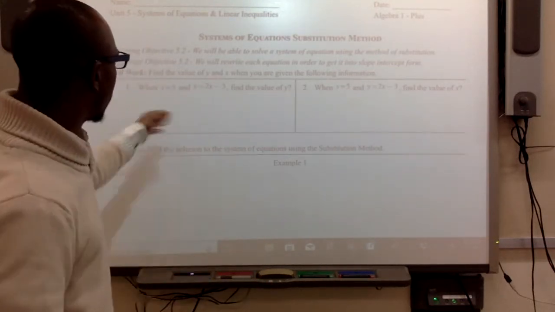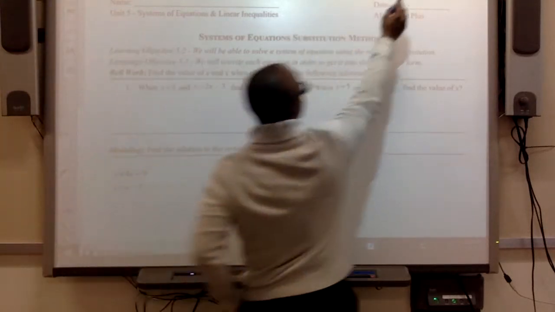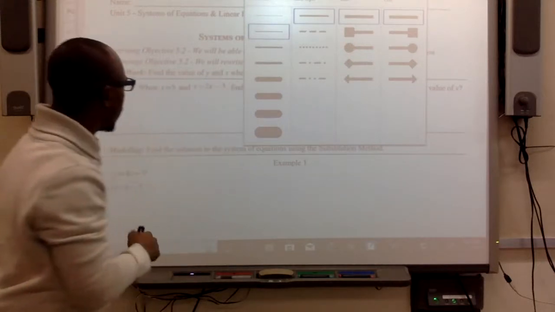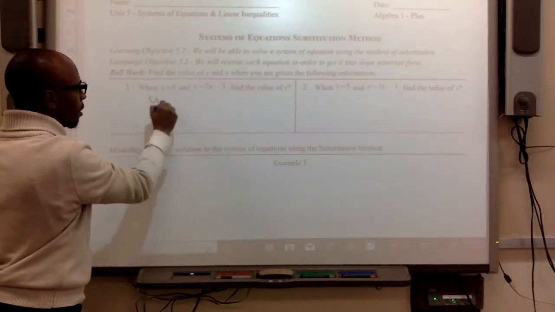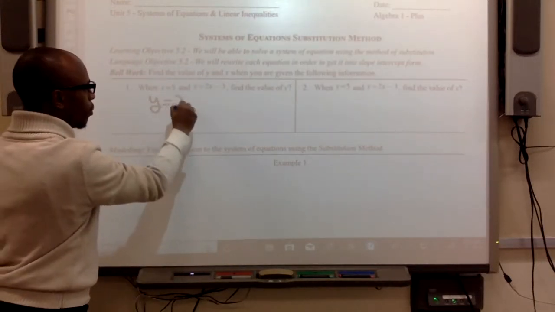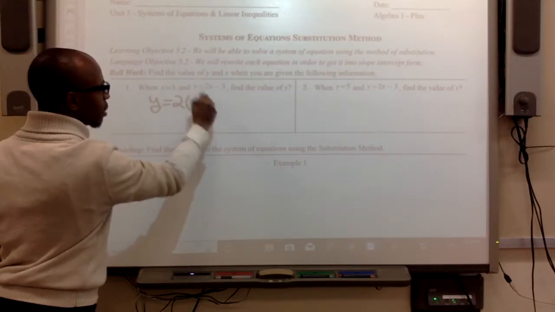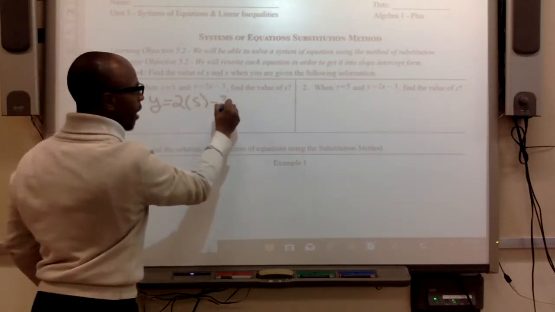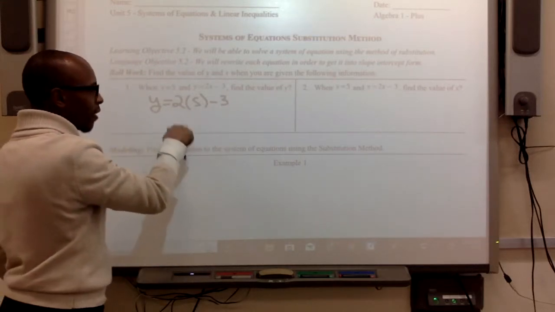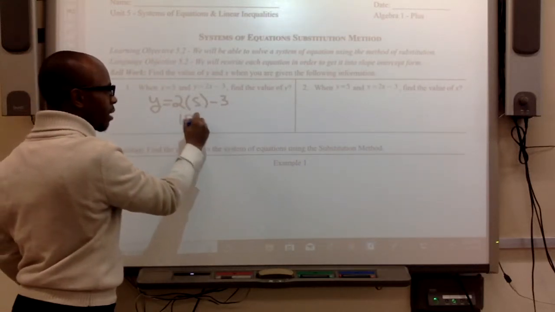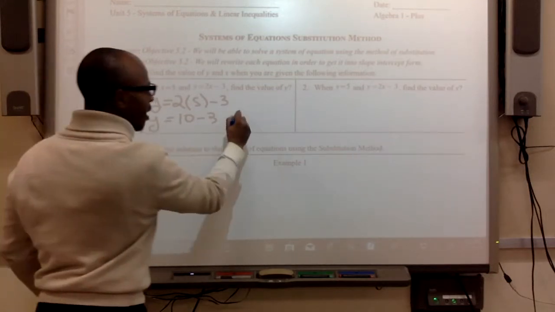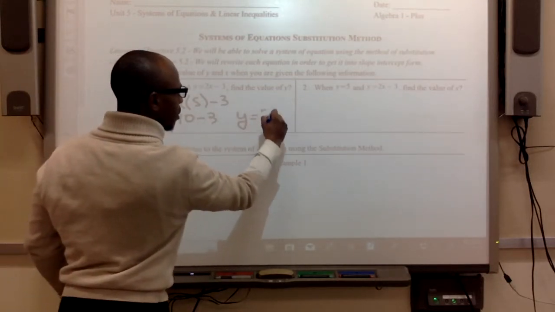But I'm going to start off by saying, okay, x is equal to 5. Let me make this just a little bit thinner. I'm going to write y is then equal to 2 multiplied by x, which I know x is 5. So 2 times 5 minus 3. When I go to simplify that, 2 times 5 is 10. Minus 3 is what's going to give us y. So that means that y is equal to 7.